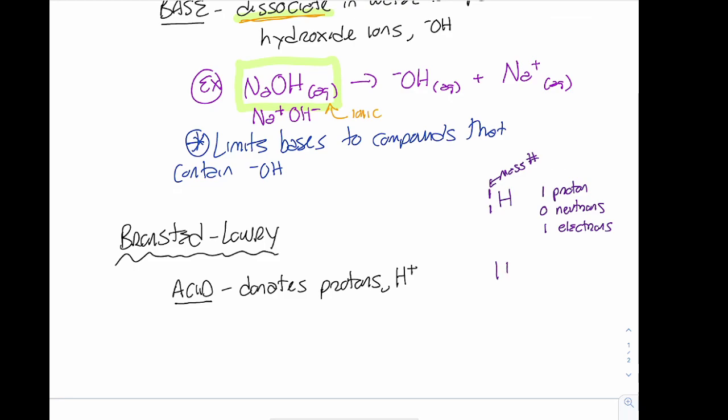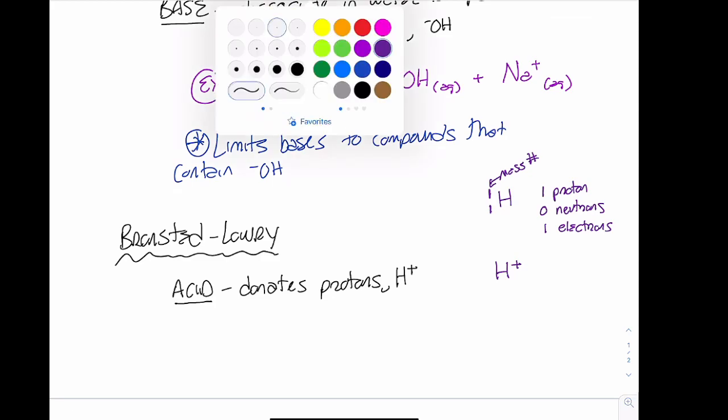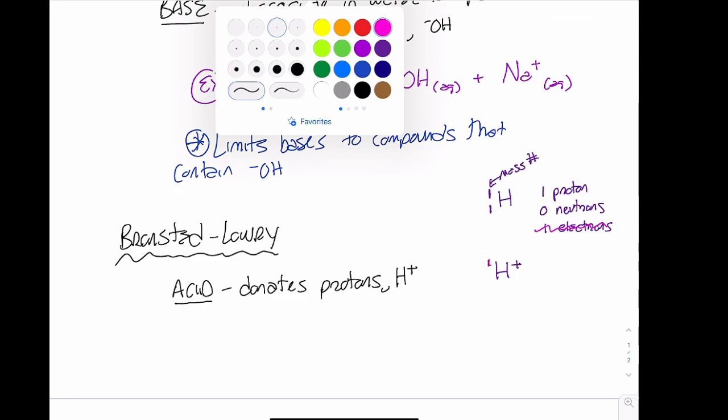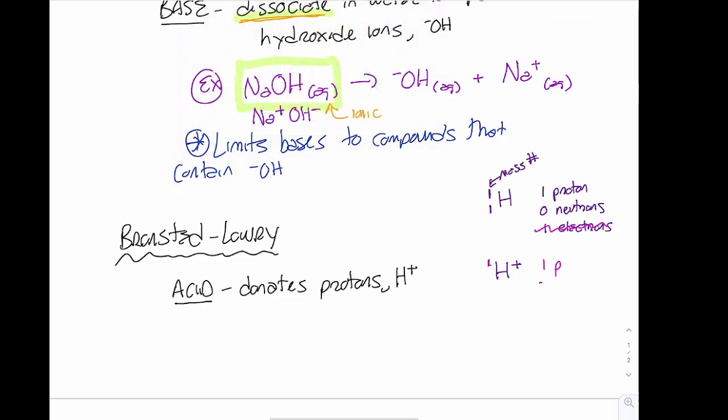So if I remove an electron from it to make a hydrogen ion, what I'm essentially doing is just getting rid of this. I now have 1 proton. I still have no neutrons, looking at my most common isotope. 1 proton, 0 neutrons, and no electrons because I removed it. So a hydrogen ion is just a proton. All I have is a nucleus with 1 positive charge in it. I don't have any electrons. I don't have any neutrons. So writing H plus and saying a proton, that is correct.